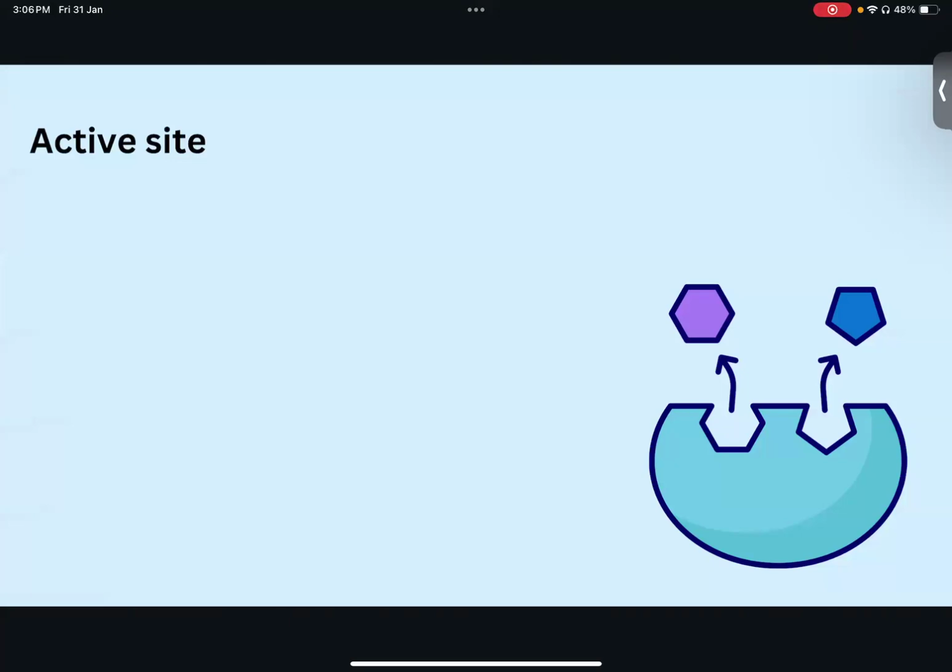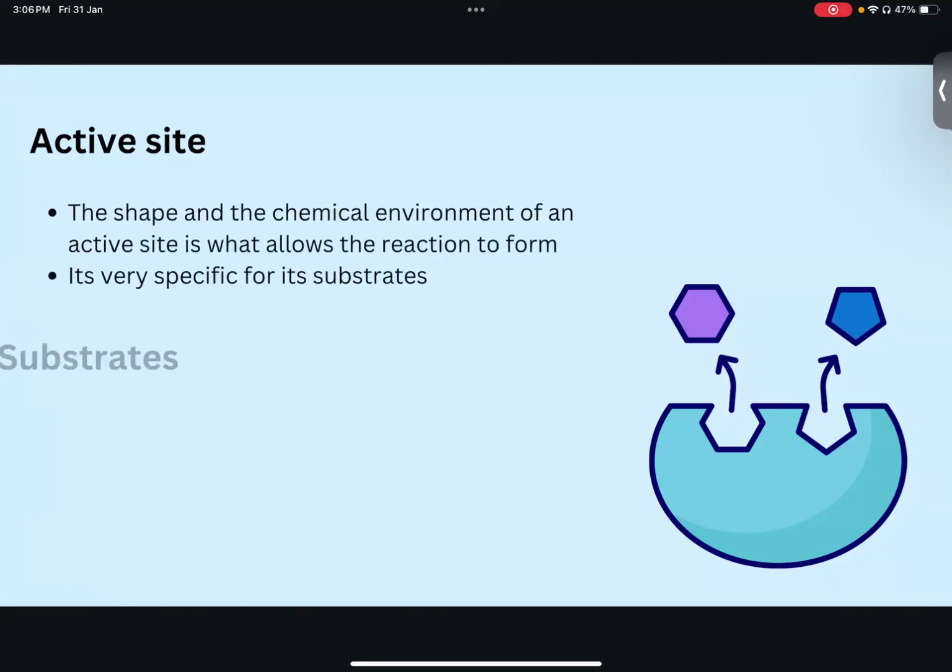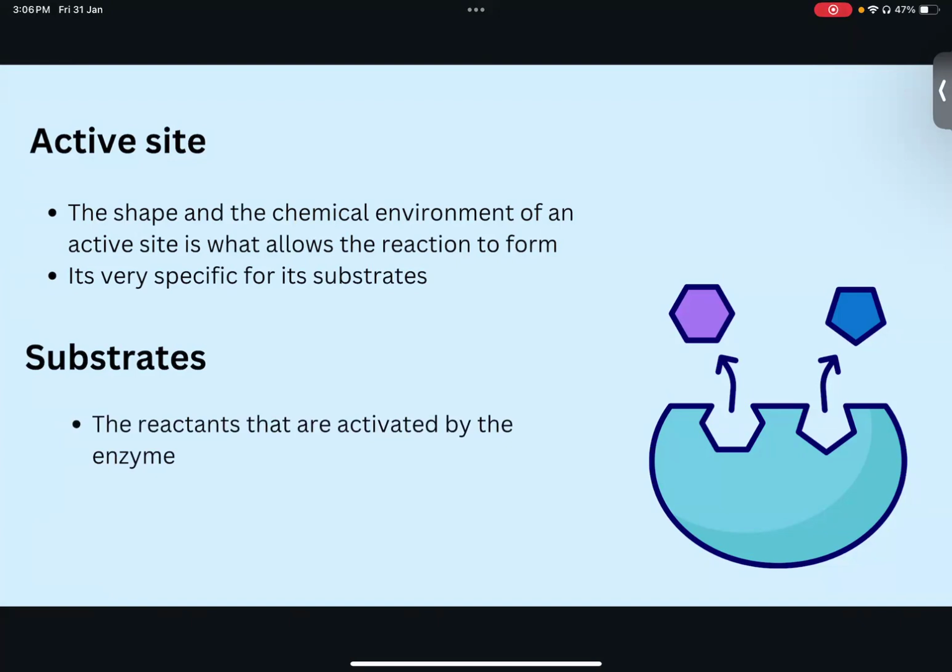So an enzyme consists of an active site. This is where the substrate binds. And this active site is very specific to its substrate, okay? And the shape and the chemical environment of the active site is what allows the chemical reaction to proceed. Then we have the substrates. The substrates, as I said, are the reactants that are activated by the enzyme. They bind to the active site to produce an enzyme substrate complex, which will then form a product.